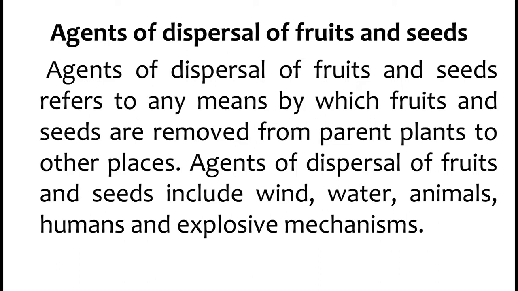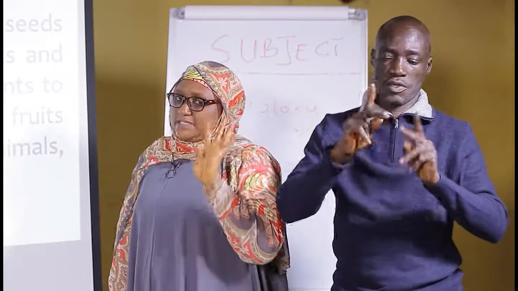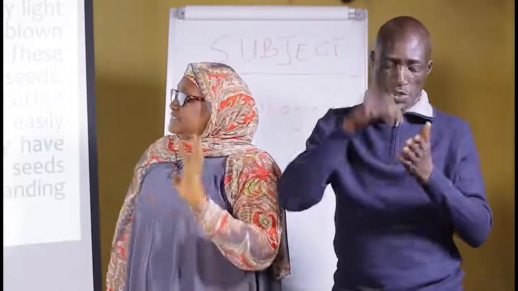I will take it again. Agent of dispersal is that agent that will take the fruit and the seed from the body of the mother plants to another place. So we have about 4 agents: wind, water, animals or humans inclusive, then explosive mechanism. So we have 4 agents of dispersal. Then let's now take one after the other and see.